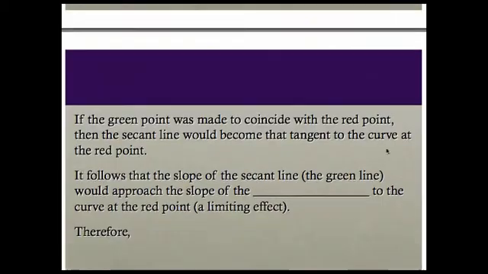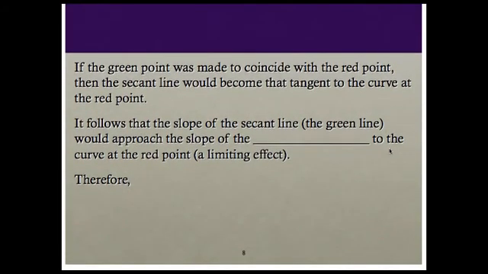So taking it a step further then, once that green point does coincide with the red point, essentially the secant line becomes the tangent to the curve. Those two lines are one and the same. And it follows that the slope of the secant line that you've been calculating would approach the slope of the tangent to the curve.